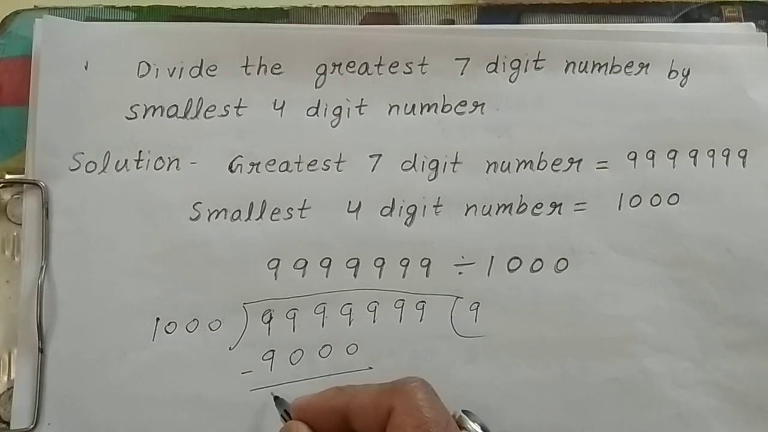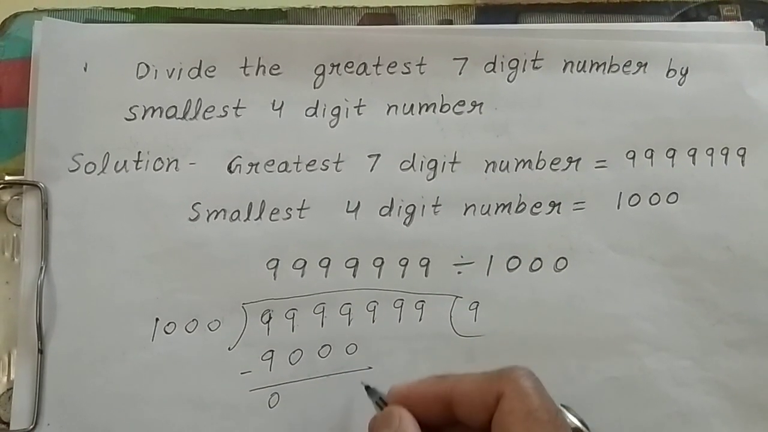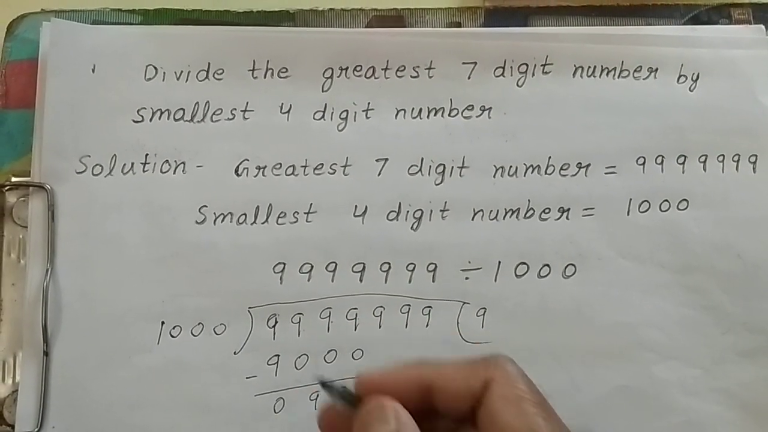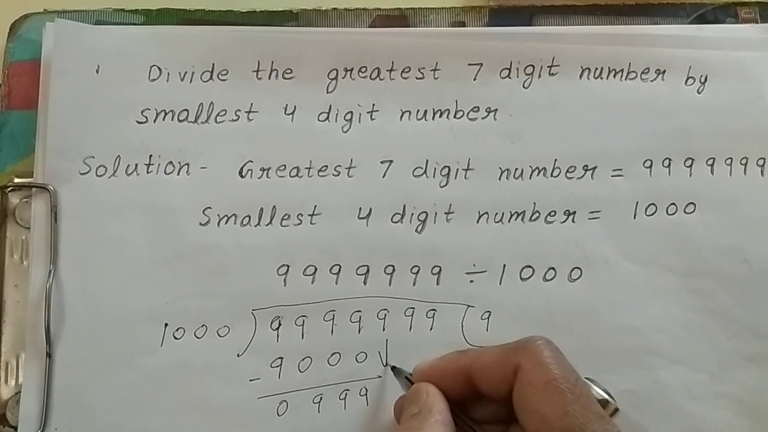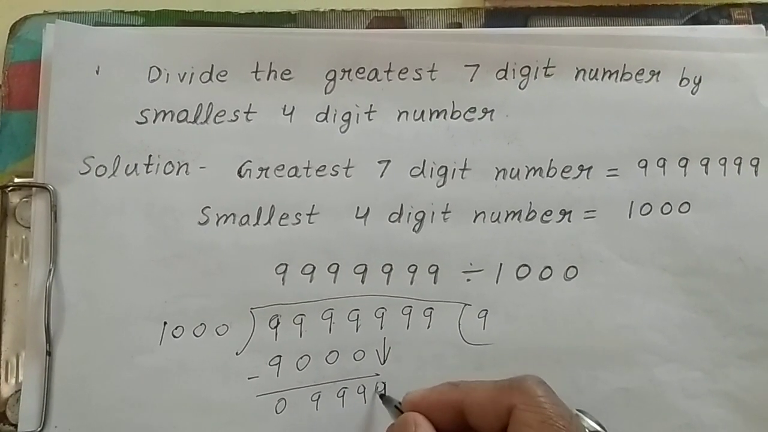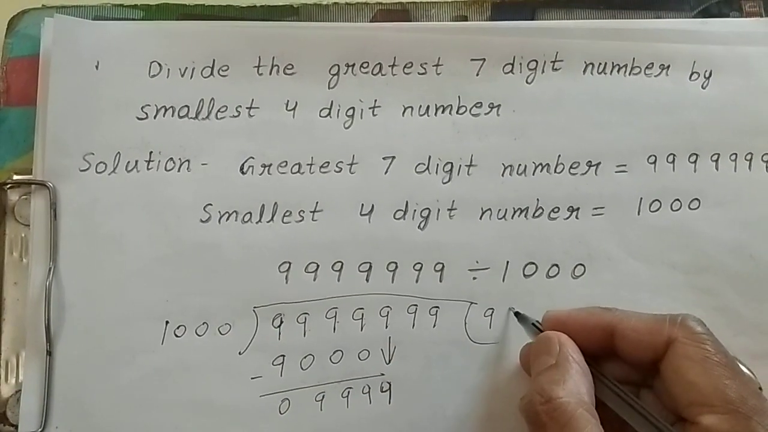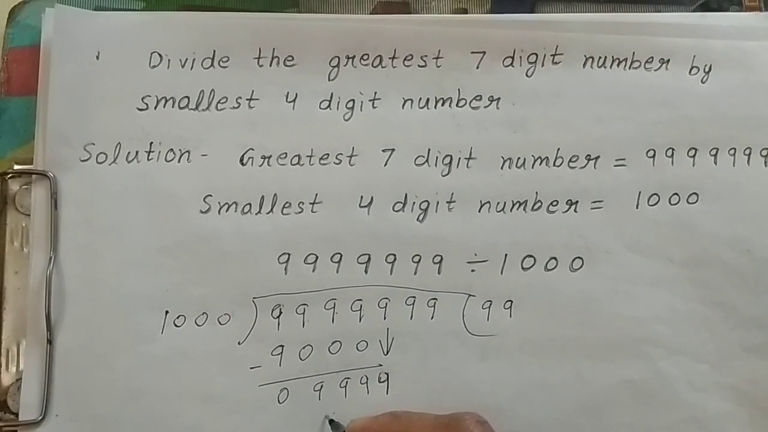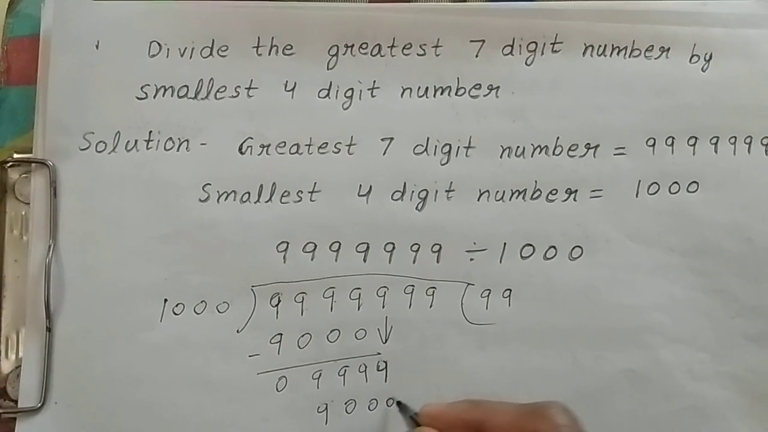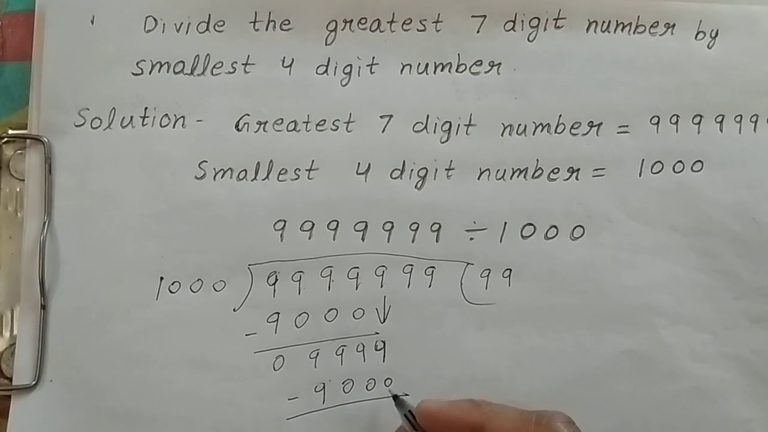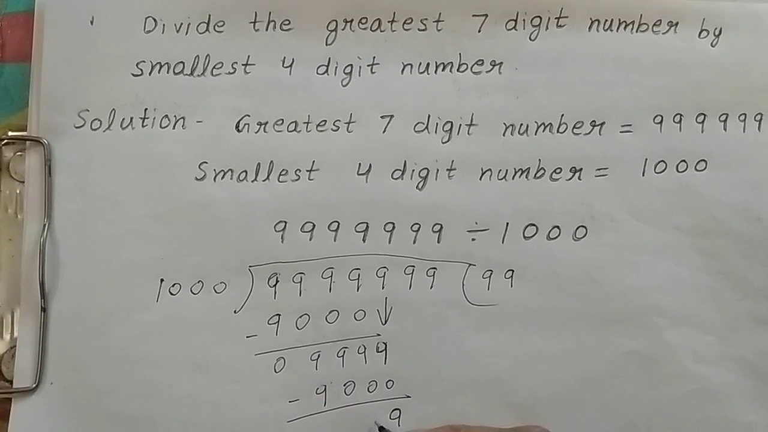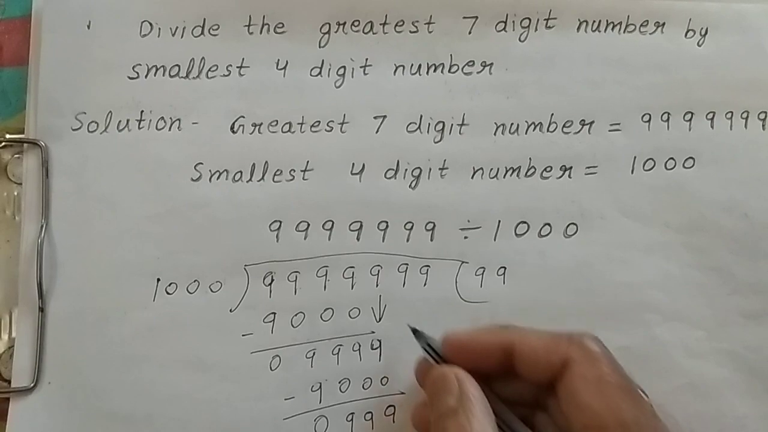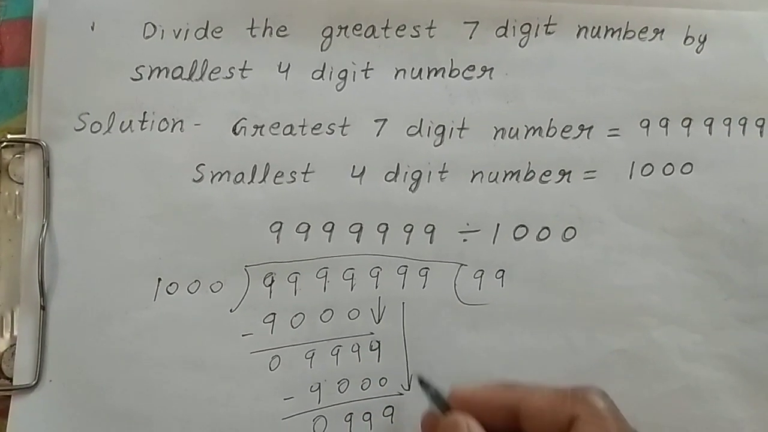Subtract: 9 minus 9 is 0. Write down 9 9 9, because 9 minus 0 is 9, 9 minus 0 is 9, 9 minus 0 is 9. Now note down this 9 here. Again multiply 1000 by 9, you will get 9000. Subtract, and again note down this 9 here.